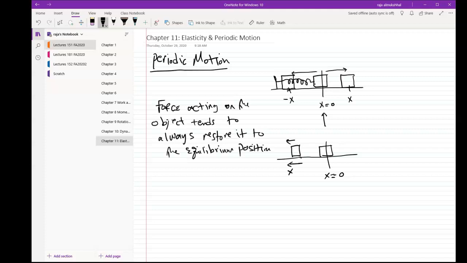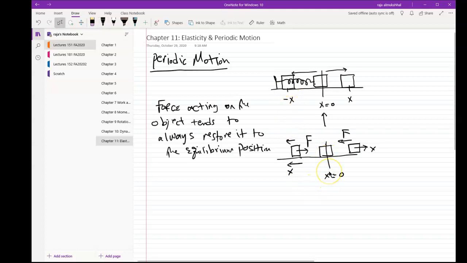Remember, displacement is a vector. So the displacement is toward the left, but this restoring force is always opposing it, and it is directed toward the right to bring it back to the equilibrium position. Now, when the mass is moving to the right like that, the restoring force is now acting to the left, trying to bring it back to the equilibrium position.